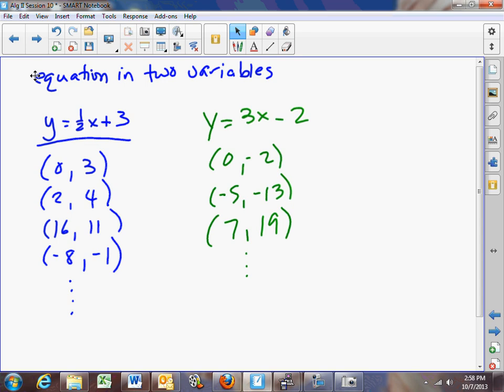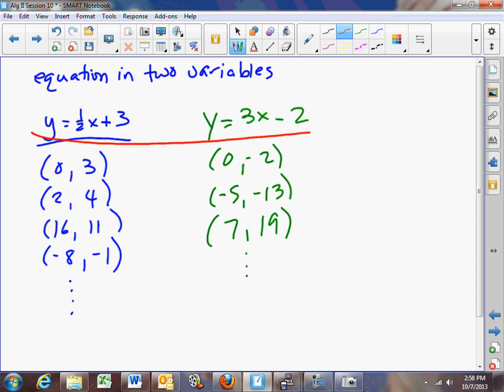Now, mathematically, if we link these two equations together and consider them a system, then the question becomes, what ordered pair or ordered pairs makes both of these equations true at the same time? That's why they're sometimes referred to as simultaneous systems. What ordered pair or ordered pairs make all of the equations in our system true at the same time? Now, what we're going to do right now is focus mainly on linear systems.